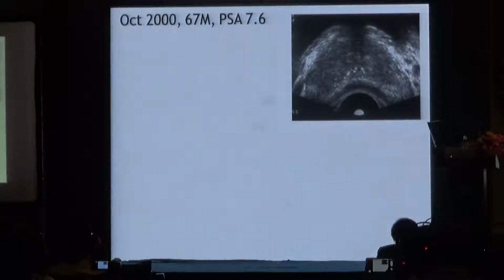Now let's see the elastogram. This is an ultrasound I did a long time ago, 17 years ago, in the year 2000. This was a 67-year-old man, PSA was 7.6, high PSA. And at the time, elastography was not well introduced in our field. So at the time, there was no elastography.